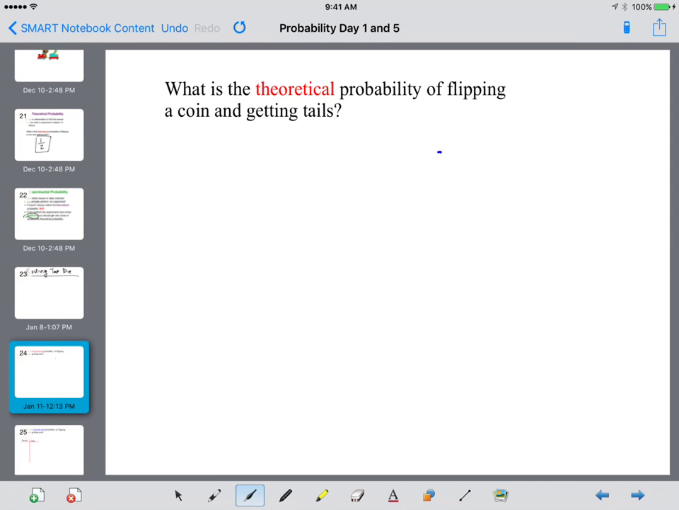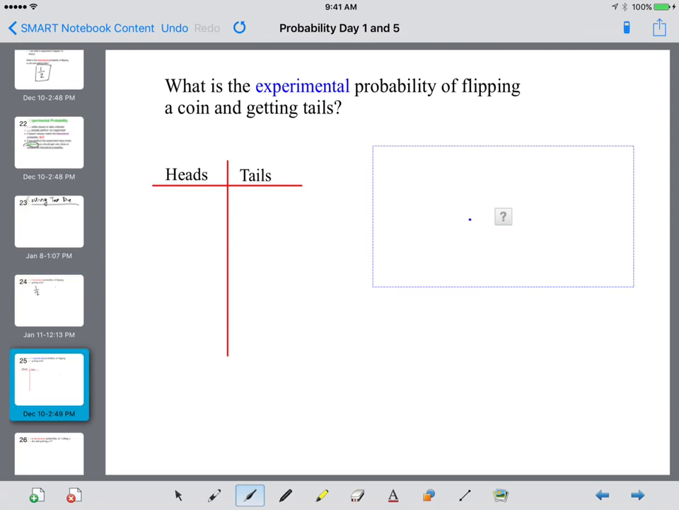So, flipping a coin, getting the tails, we said 1 out of 2. We already did that one. Experimental, let's say you pulled out a coin and you started flipping it. And let's say you flipped it 10 times. And let's say 3 of those times it landed on heads, and 7 of those times it landed on tails. So here, experimental probability would be 7 out of 10.